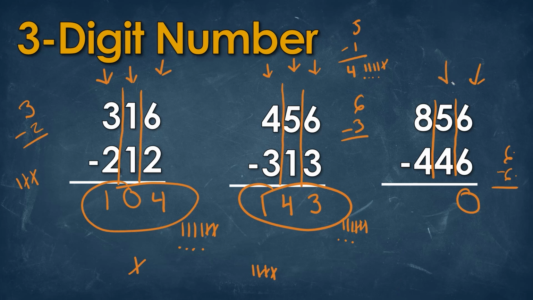Now let's do the middle column. We have 5 minus 4. We have 5 sticks. We remove 4 of those. We're left with 1. And then we have 8 minus 4. So we have 1, 2, 3, 4, 5, 6, 7, 8. We remove 4. We're left with 1, 2, 3, 4. So the answer is 410.